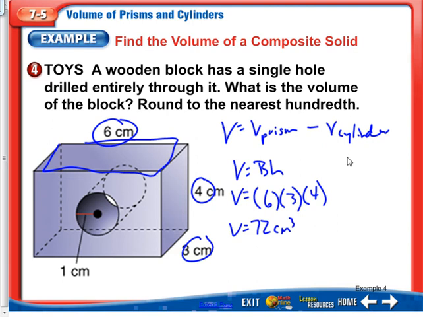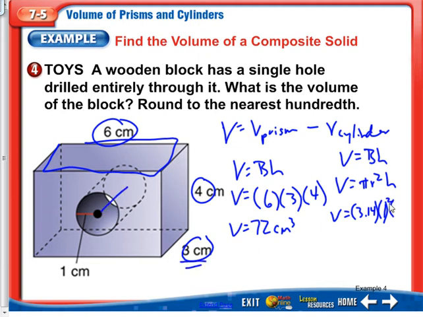And now we need to do the volume of the cylinder. So volume equals area of the base times the height. Again, the base is now pi r squared h. So volume is going to be 3.14 times the radius. The radius is 1. We're going to do 1 squared. And the height would be from here to here, so that would be our 3 right there. All right, so we're going to do volume equals.